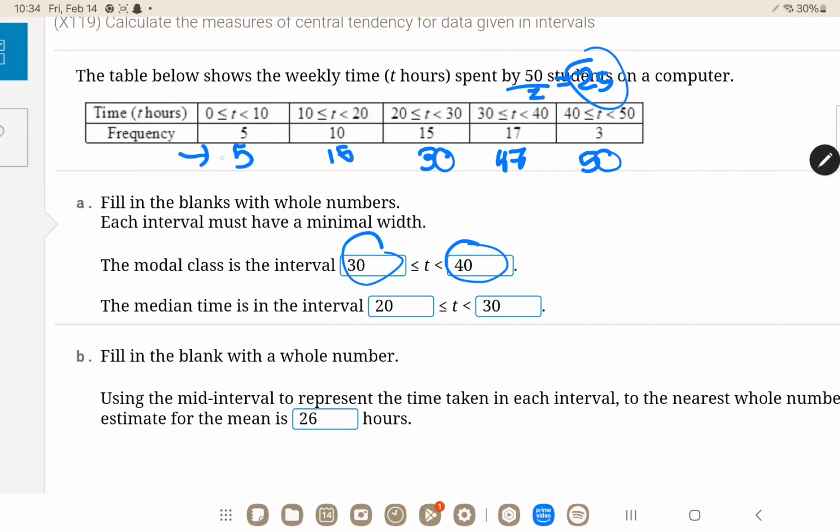25 is going to come up to the 5. Is 5 bigger than me? No. Then go to the 15. Is 15 bigger than me? No. Then to the 30. Is 30 bigger than 25? Yes. So it's between 20 and 30.